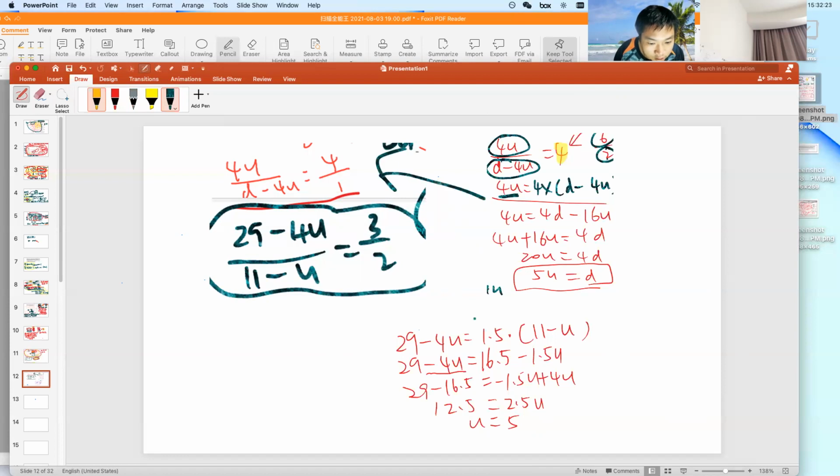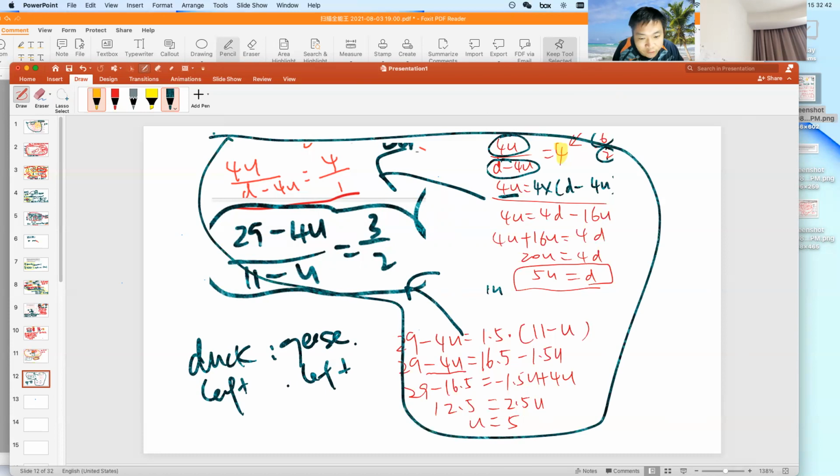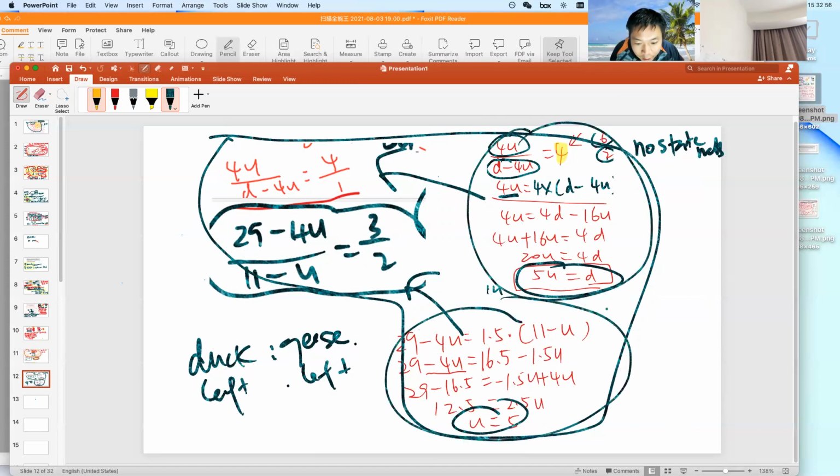This one is for this. This one is for this. Okay. So once you solve all this, right? Once you solve this, then you start to read the question. Let's say duck to geese left. And when you look at all this, you have no statements. There is no statements to tell what is all this. Okay. And basically, you have all these numbers here, but you don't know which one to pick.